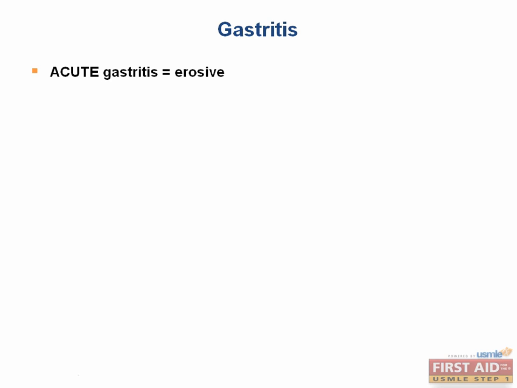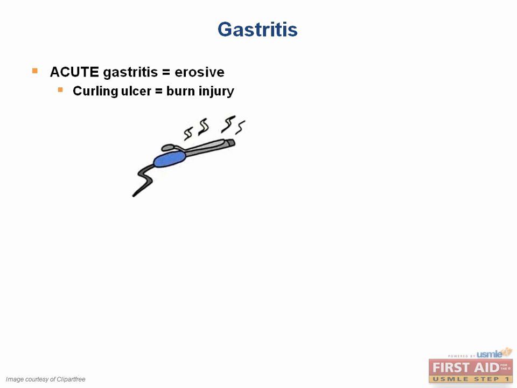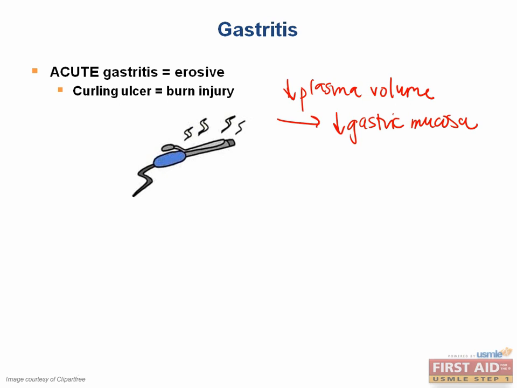Many patients develop acute gastritis, often simply referred to as stress ulcers, and there are two named versions. The first is a curling ulcer, which is related to burn injuries. The way to remember this is thinking of a curling iron. The curling iron is hot, hot, hot, and it burns. In the curling ulcers, the loss of plasma volume due to the burn can by itself cause sloughing of the gastric mucosa. The second type of acute gastritis is Cushing ulcer, which is related to brain injury.